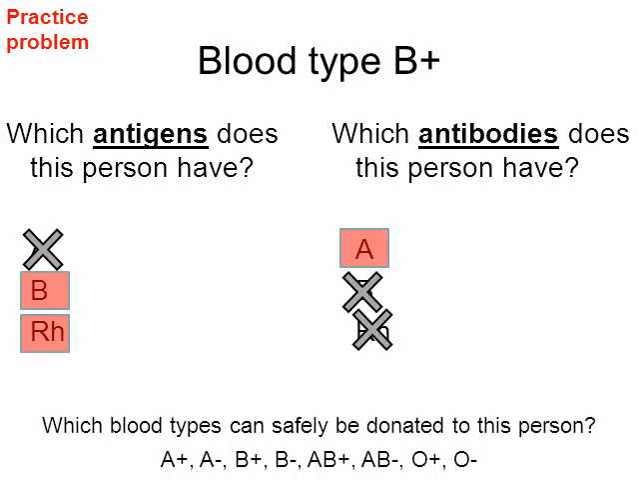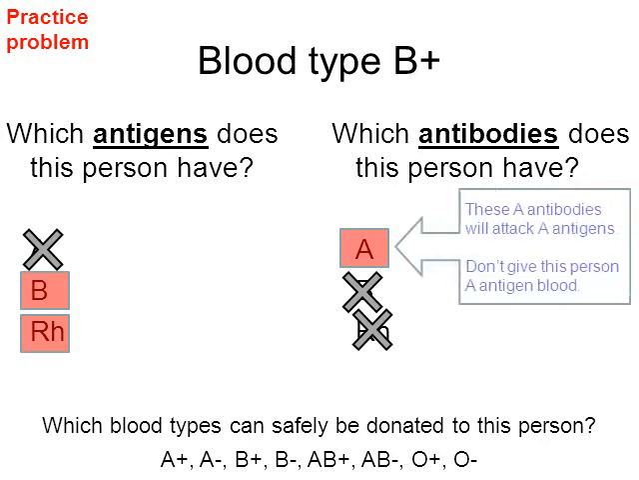So look at this question right here. What blood types can safely be donated to this person? If you're B positive, you have to keep in mind that this person has A antibodies. Like my note says, don't give this person anything with an A antigen. Look at the 8 choices at the bottom. Cross out any choice that has an A in it. That would be A positive. That would be A negative.